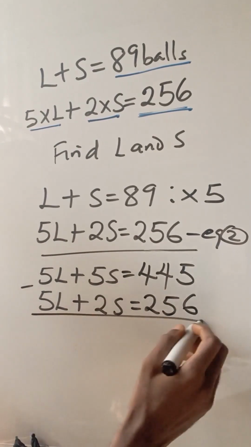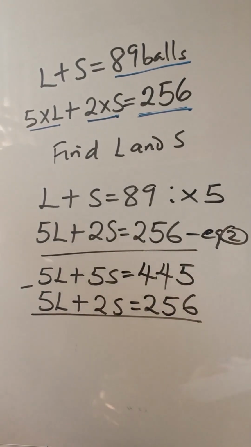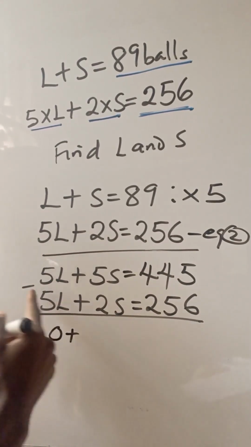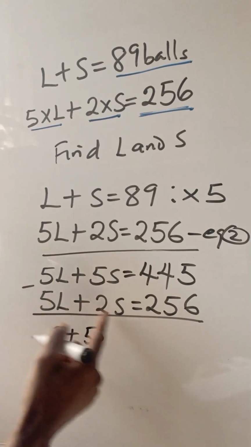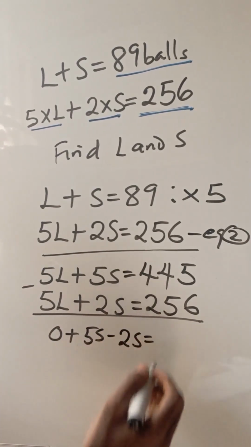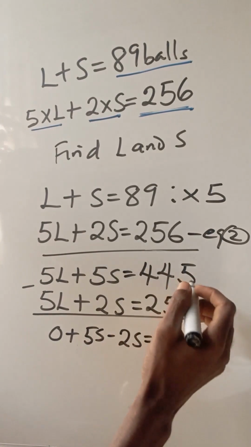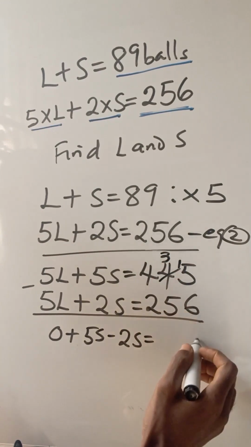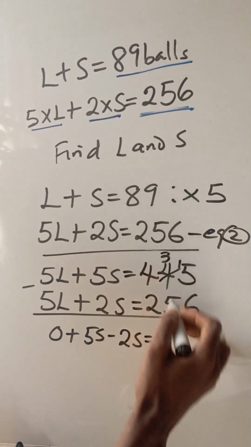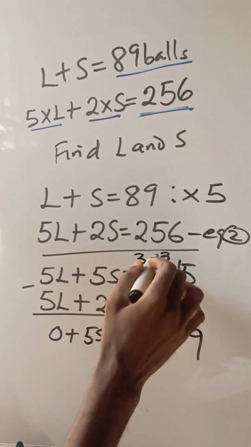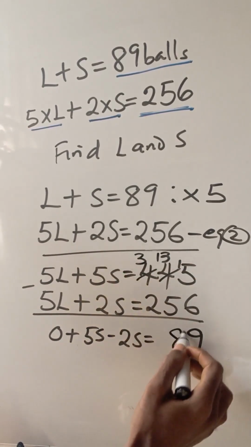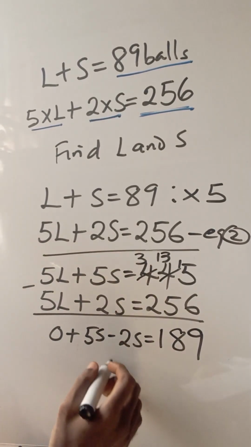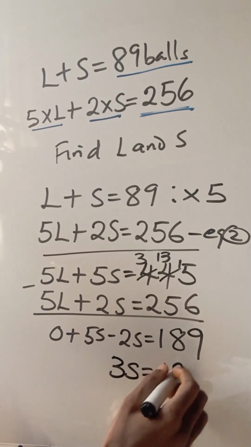Now we are going to use the elimination method. We'll subtract both equations since the coefficient of L is the same. So 5L minus 5L is 0, plus 5S minus 2S. And we are going to subtract this side. So I'll break this: this is 3, this is 15. 15 minus 6 is 9. 3 minus 5, we can also break this: this is 3, this is 13. 13 minus 5 is 8. 3 minus 2 is 1. So 5S minus 2S will give us 3S equals 189.